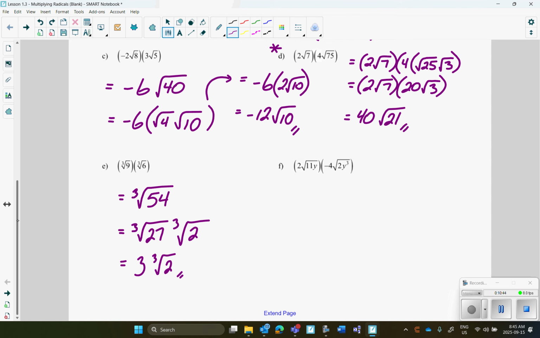Final one on this page. Multiply the non-radicals, what do you get? -8. Multiply the two radicals, what do you get? 22 y to the 4th. Excellent.